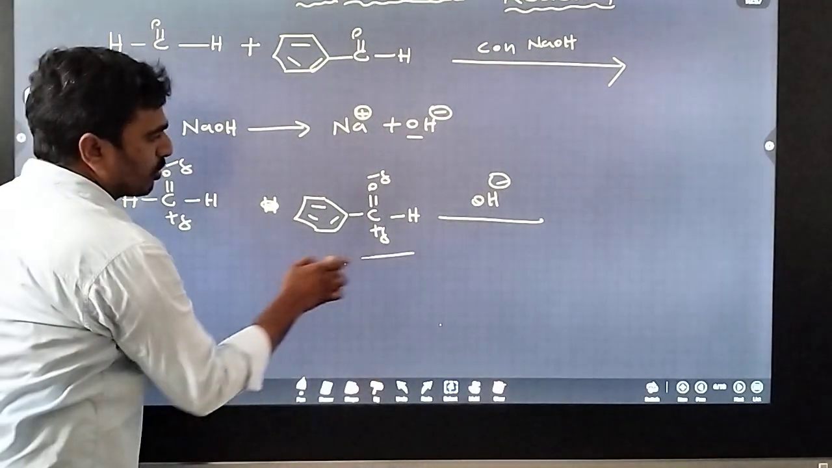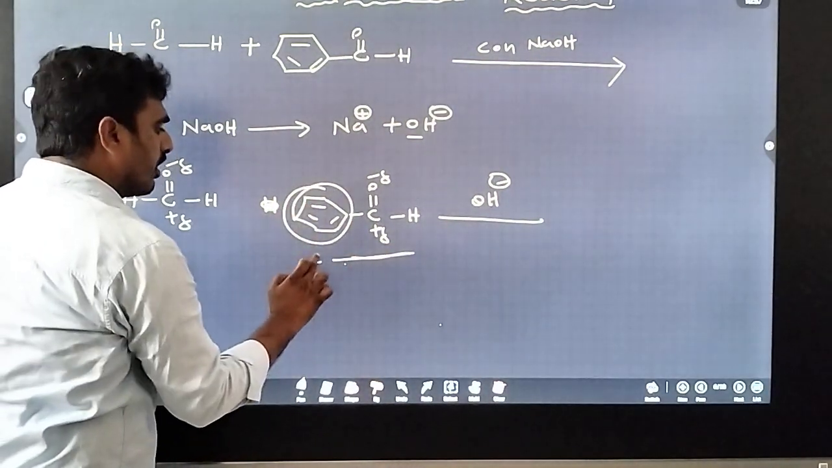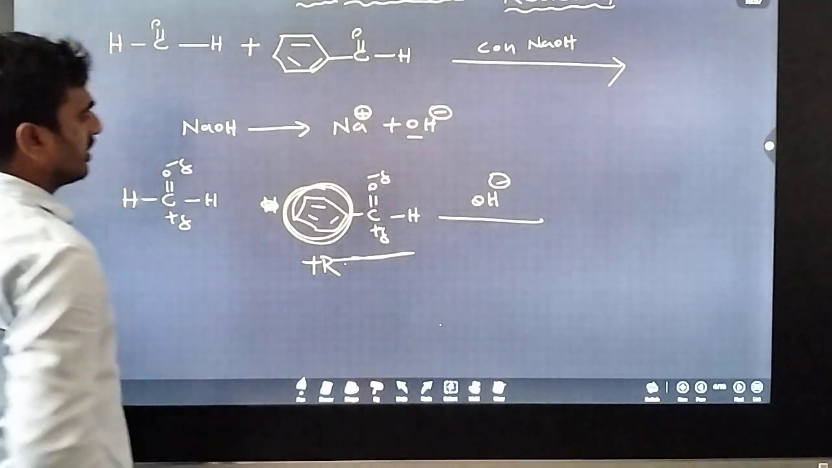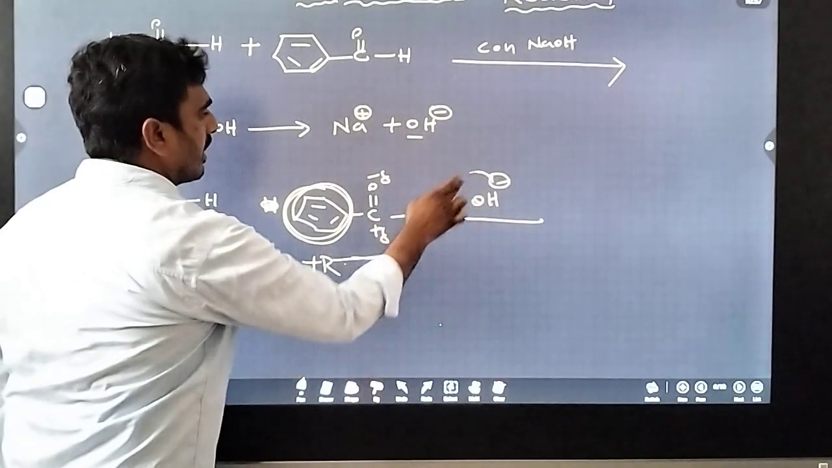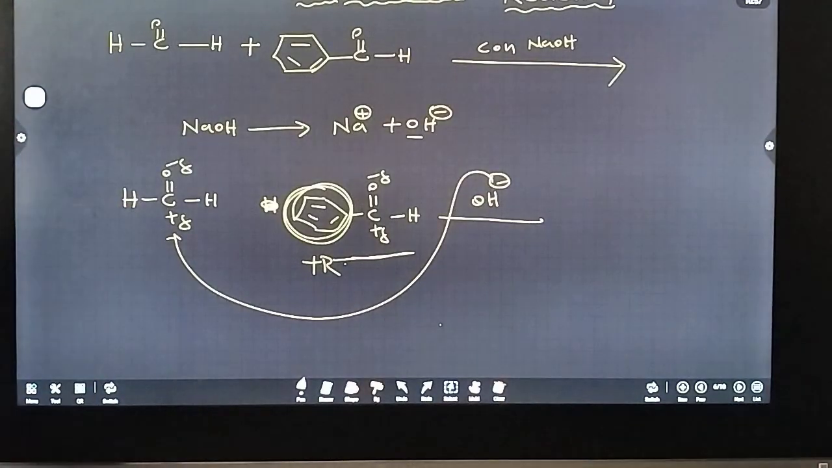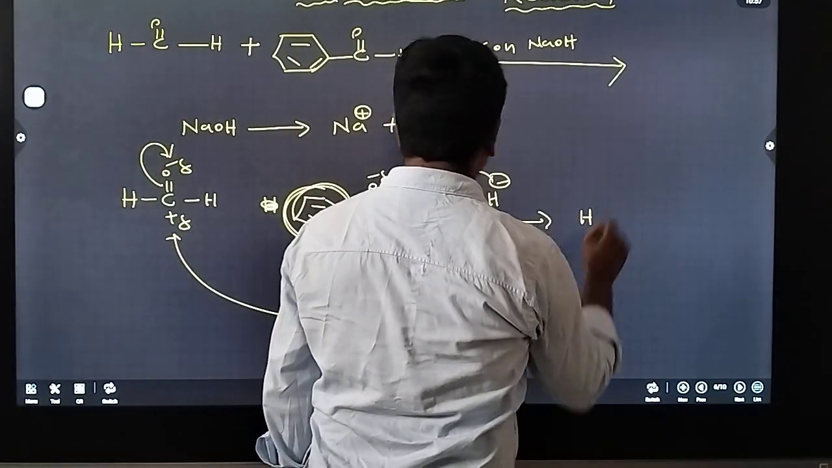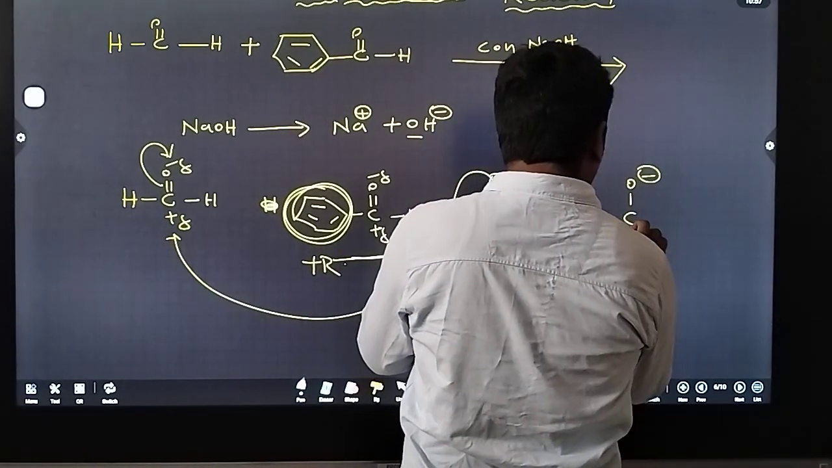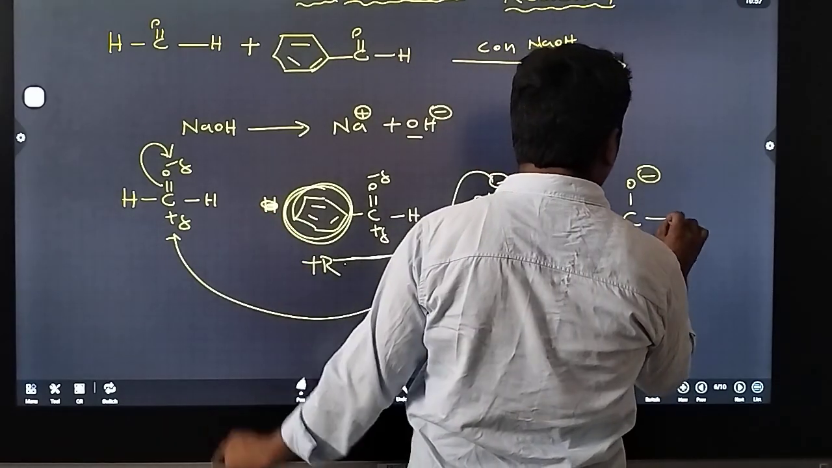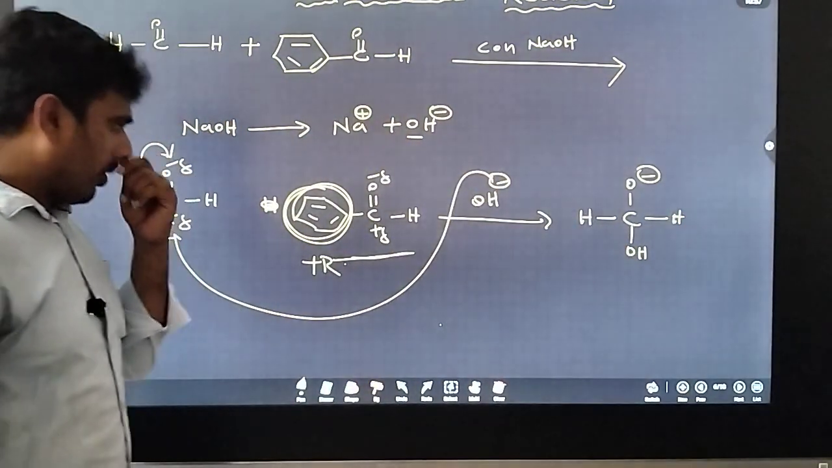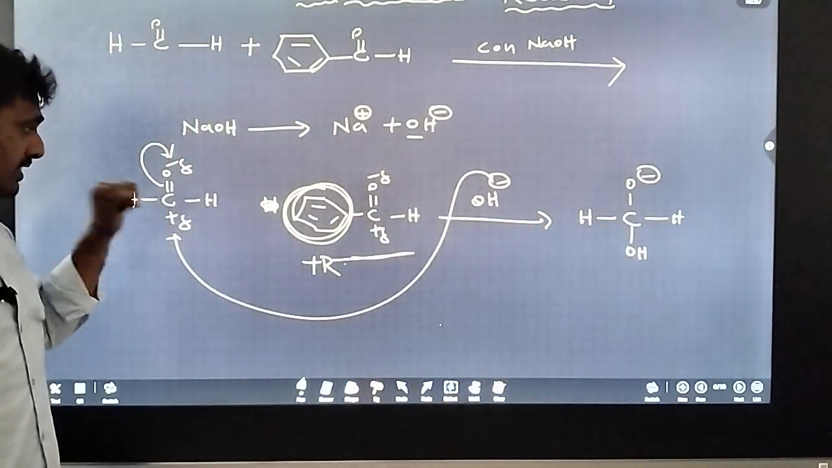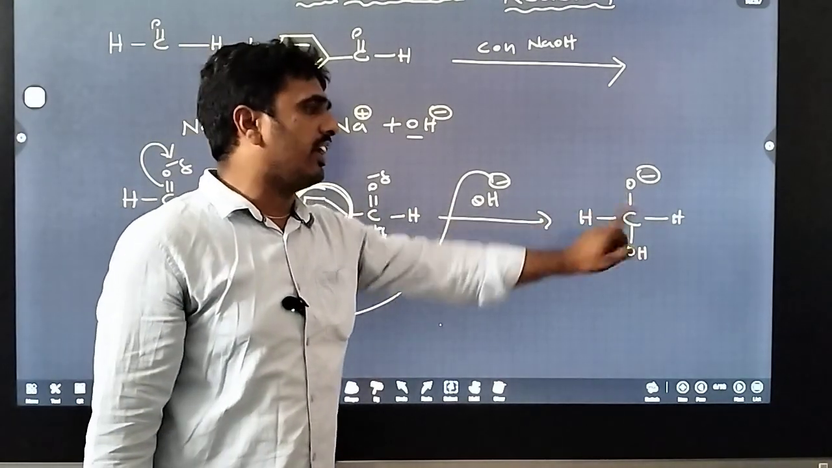So here less positive charge, because of the resonance, the plus R effect. Okay, resonance. And this charge decreases due to the resonance. So here more positive is there. So that's why electron displacement towards this carbon. Again electron displacement towards here. So we get H, C, O minus and OH minus attacks on here, then hydrogen. Okay, this is a neutral species, this is the charged species. So neutral species is more stable than charged species, that's why this rearranges.